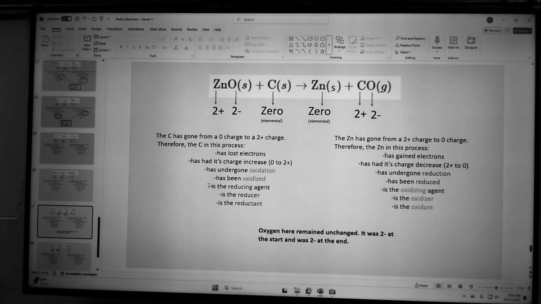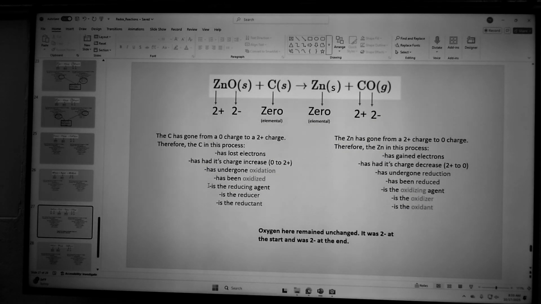Those start at 0. Here's one where something doesn't start at 0. You see carbon with the S on it, that's just saying solid carbon by itself. That would just look like charcoal. So carbon by itself here with an S has a 0. Zinc over here as a solid is also 0. In zinc oxide, oxygen is 2 negative, the zinc is 2+. And over here you have carbon and oxygen. Oxygen is 2 negative, carbon is 2+.